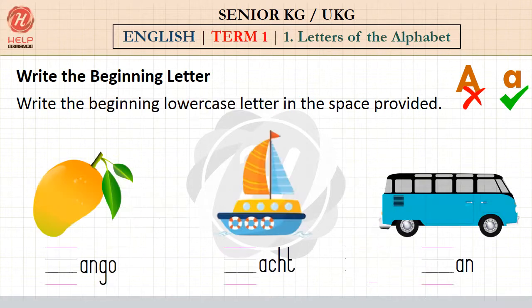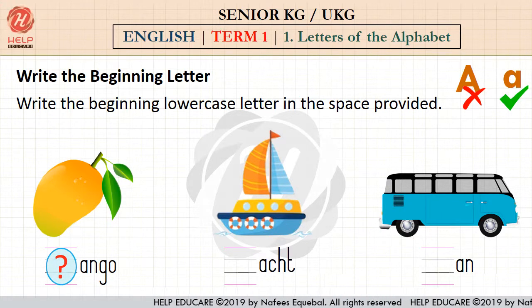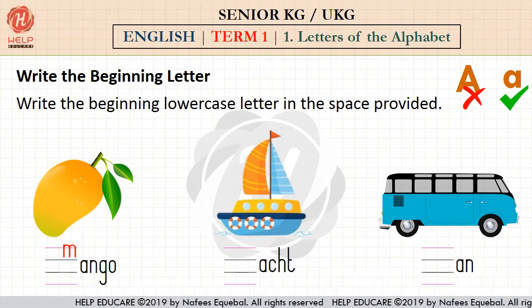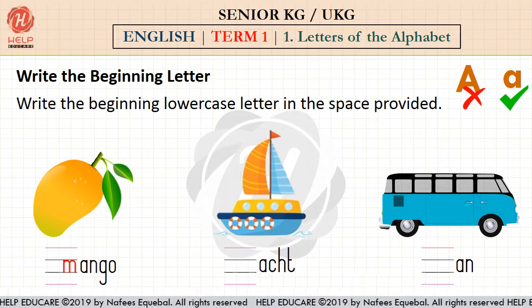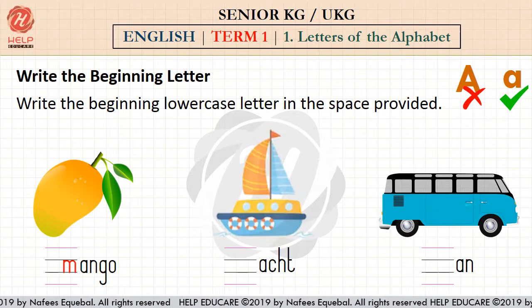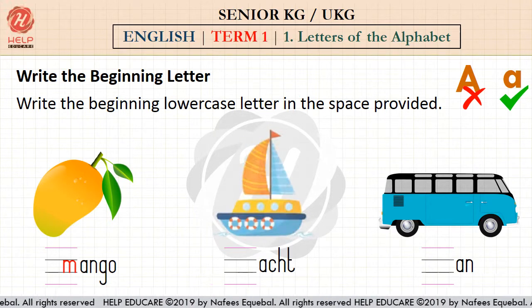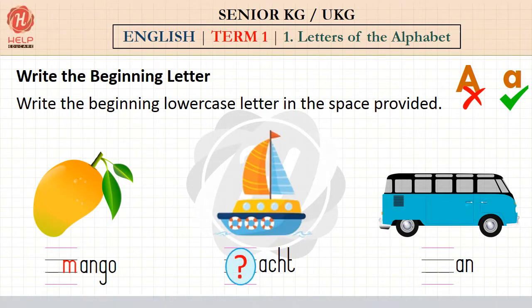Go ahead. It is the picture of a fruit whose taste is sweet. What is the name of this fruit? Mango. And the beginning letter of it is letter M. So, put the beginning letter M. The second picture is of a yacht. It moves in water. Y is the beginning letter of yacht. So, put the letter Y.